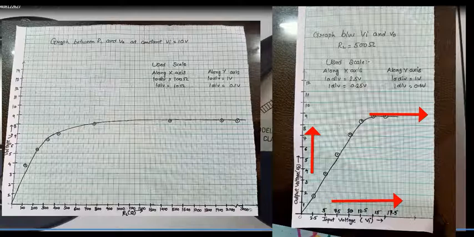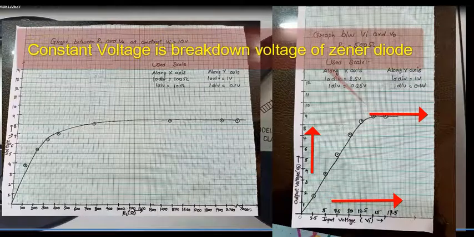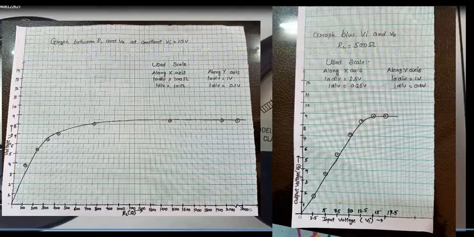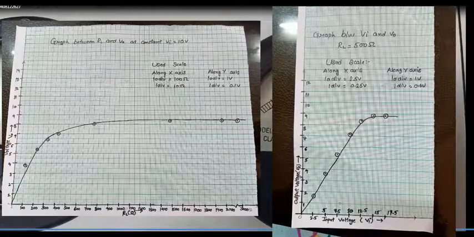That across the Zener diode, voltage remains constant. Okay, and it depends upon what is the breakdown voltage of the Zener. So at the breakdown, whatever the breakdown voltage of the Zener, at that voltage and above that voltage, the output voltage across the Zener remains constant.